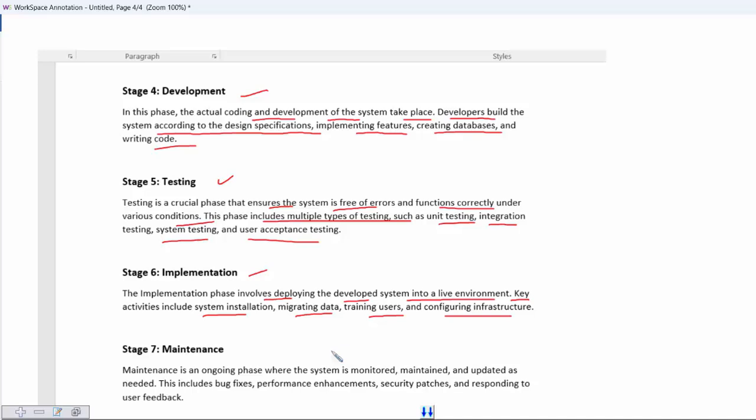After that, the last stage is the maintenance stage. Maintenance is an ongoing phase where the system is monitored, maintained, and updated as needed. This includes bug fixing, performance enhancement, security patches, and responding to user feedback. Proper maintenance ensures the system remains efficient, secure, and adaptable to business needs. So this is all about the system development life cycle.